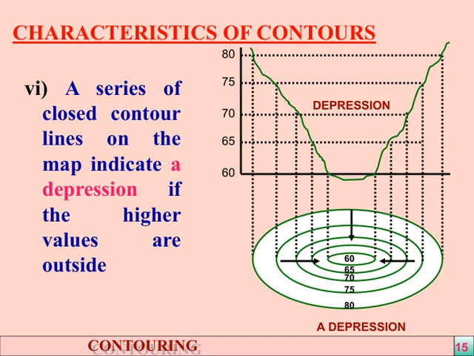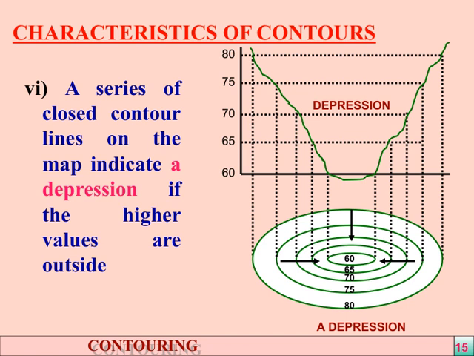In the examples shown here, notice how the numbers on the contour lines are decreasing as you move inward. That's a key indicator that you're looking at a depression. The lines form a closed shape, and the higher numbers are on the outside, which confirms the depression's location. Understanding these characteristics is crucial for accurately interpreting topographic maps, especially in fields like geology, hydrology, and environmental planning. Recognizing depressions can help us assess water flow, erosion patterns, or even potential flood zones.